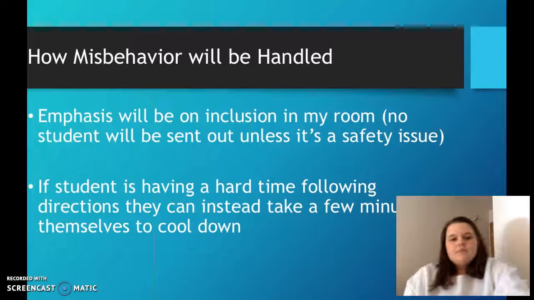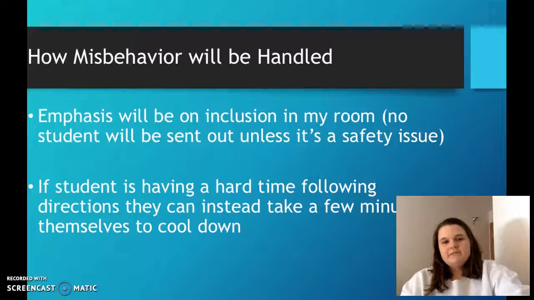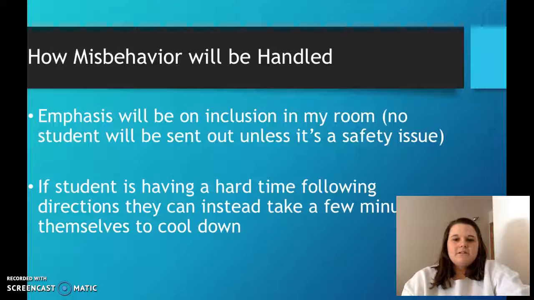And then for this one, how misbehavior will be handled. I really hope I don't have to deal with a ton of misbehavior just because I don't think it's one of my really strong points. So emphasis will be on inclusion in my room. I really don't like the idea of having to kick someone out. I just don't think it really helps anyone. So again, no student will be sent out unless it's a safety issue.